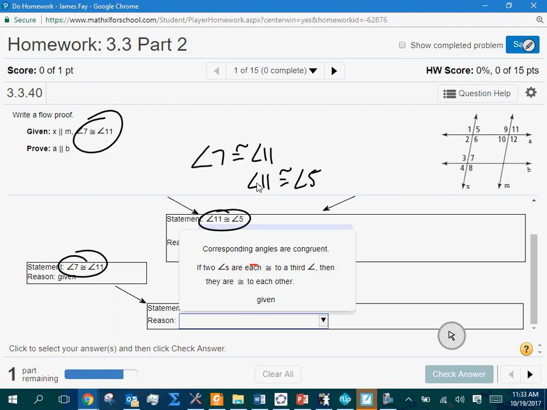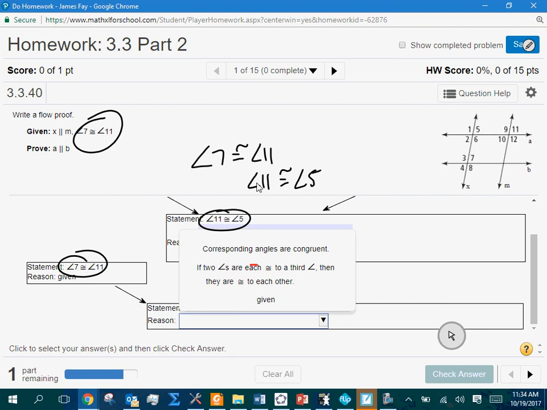So A and B, right? Are A and B parallel yet? We haven't talked about them being parallel yet, right? We haven't said that yet. So even though you might say, well, of course 7 and 5 are congruent because they're corresponding, we don't know the lines are parallel. This statement, that corresponding angles are congruent, is only true when you know the lines that they come from are parallel. So that's not going to be the option here.